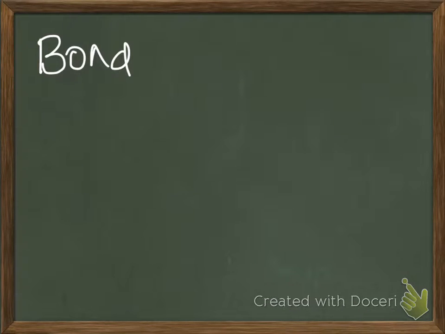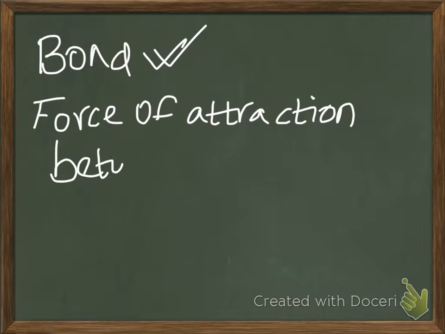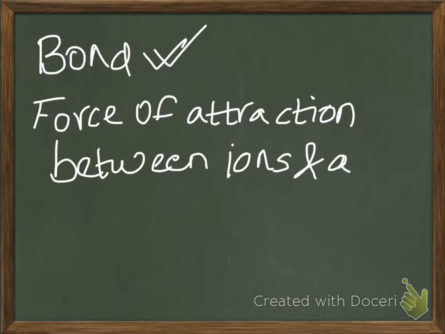So now you may ask, what is a bond? A bond is a chemical bond in terms of chemistry. A bond is a force of attraction between ions and atoms. This is the definition of a chemical bond. But a bond is anything that keeps things together.